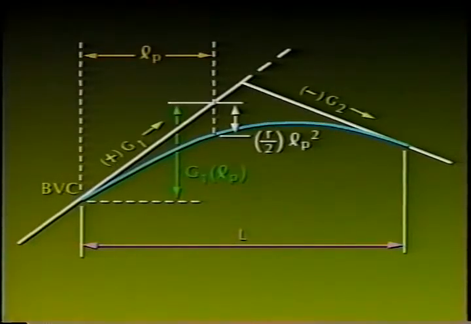Begin with the elevation at the BVC. Then add algebraically the beginning grade multiplied by the stations along the curve. Then add algebraically the offset from the tangent to the curve.